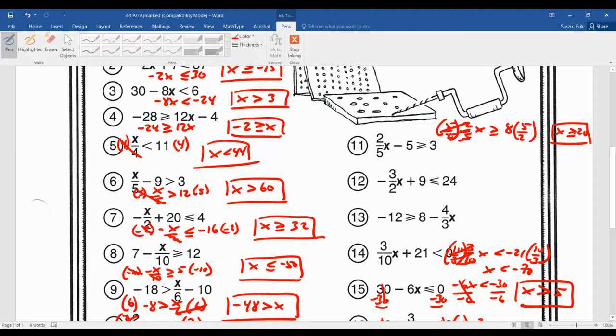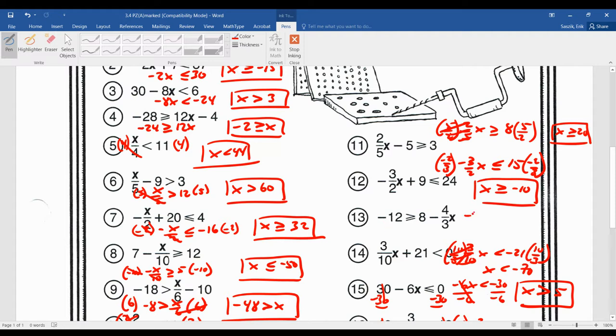Sorry, I forgot that. Move the 9 over here by subtracting. So that would become a 15. Now, when I multiply by the reciprocal, I'm multiplying by a negative. So my direction's going to change. And I'm going to get -10. And I got one more here.